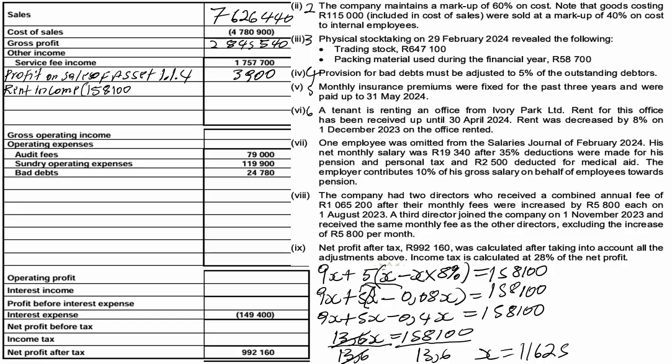11,625. So this is the rent, guys, before the decrease of 8%. The rent before the decrease of 8%. So we need to calculate the 8%. Here we're going to multiply by 8. So it means now the rent decreased by how much?